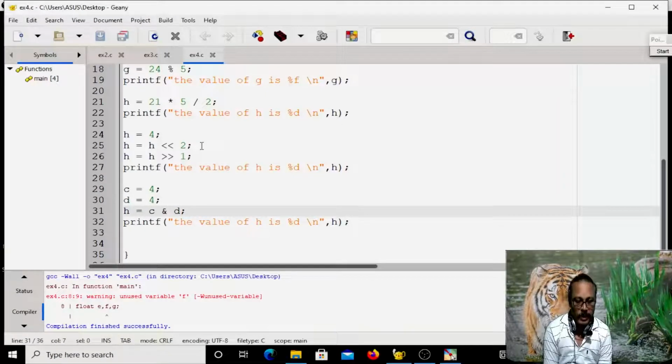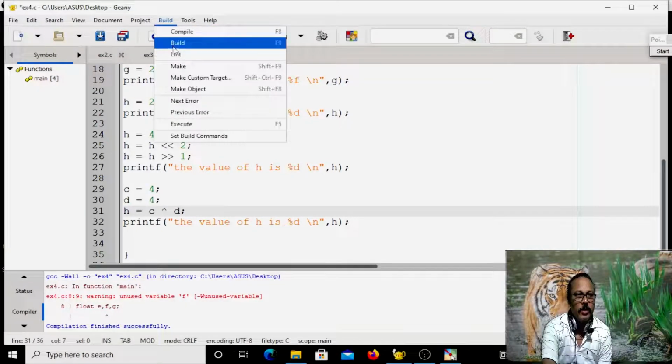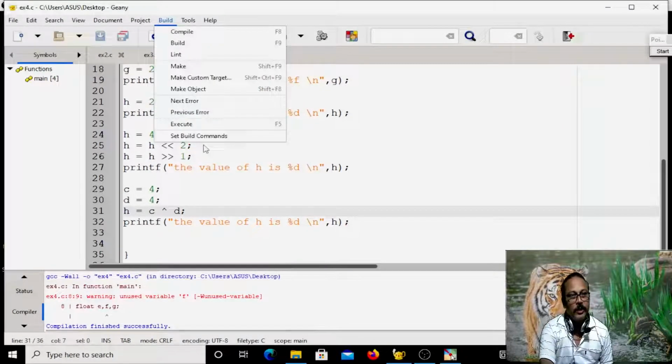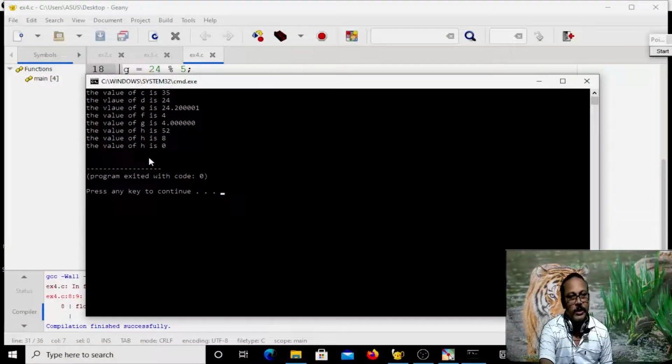But let me do the exclusive OR operation. Then what is the result? What is exclusive OR? It will be 1 if the two bits differ. Otherwise, it will be 0. So it is 1, 0, 0, 1, 0, 0. 0, 0 same, so result is 0. 0, 0 same, result is 0. 1, 1 both are same, so it will be 0. So the expected result is 0. Let us check. You can see here 0.